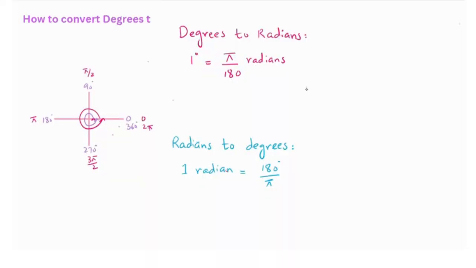How to convert degrees to radians and vice versa. 1 degree is always equal to pi by 180 radians. So if you want to convert 60 degrees to radians, you can write 60 times 1 degree. Put the value of 1 degree here: 60 times pi by 180 radians, as it is written above that 1 degree is equal to pi by 180 radians. After simplifying 60 and 180, you will get pi by 3 radians.